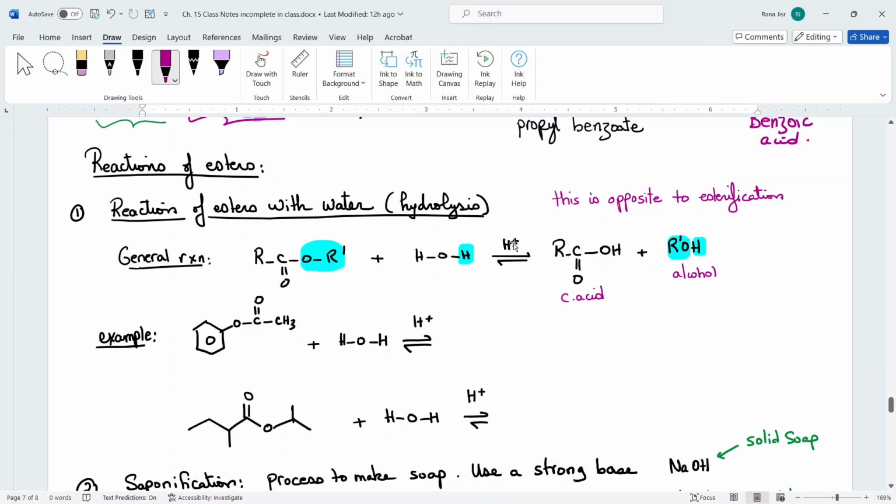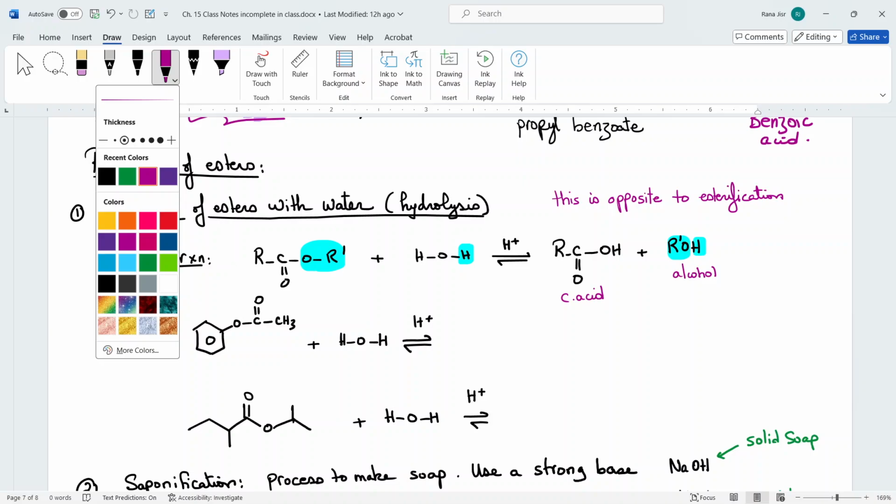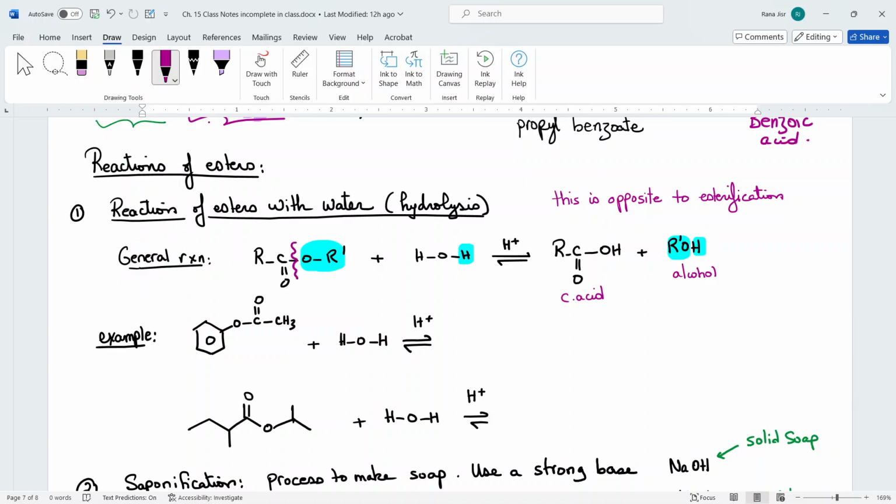acid. So what's going to happen? What's going to happen here is that the ester bond will be broken. So this ester bond here is going to be broken, and the ester will lose the OR group on it. And then the hydrogen from the water will also be lost. These two will be combined and you're going to get an alcohol. And the part of the ester will turn into a carboxylic acid.